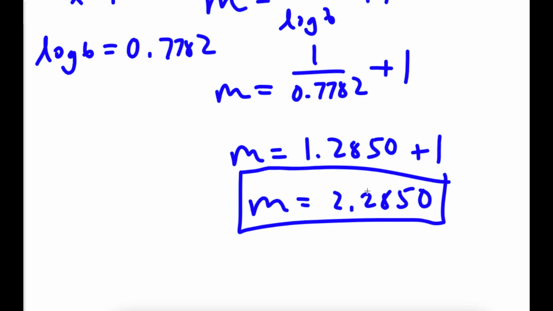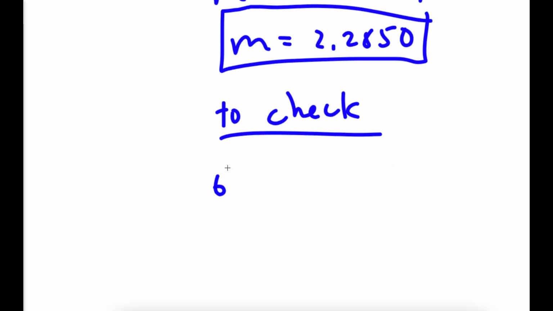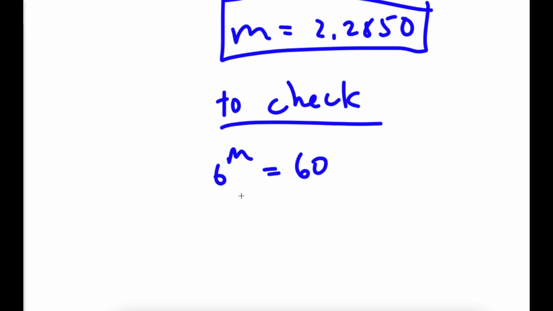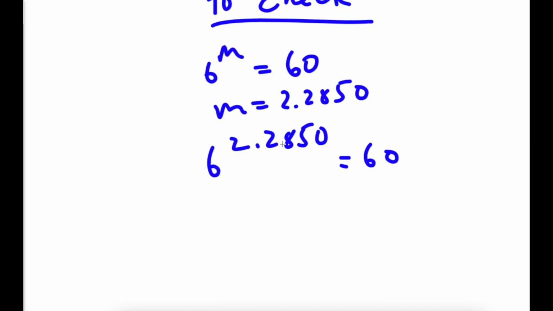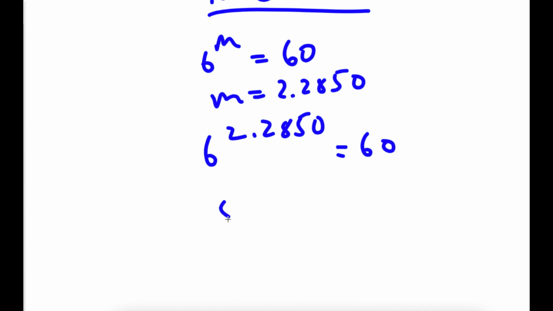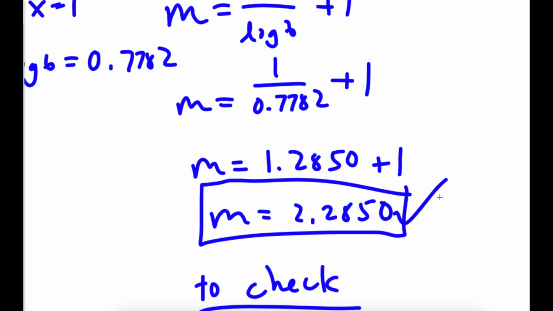Now we aren't done yet. So we are going to actually check to see if the solution is right. So I have 6 to the power of m is equal to 60. m is equal to 2.2850. So now if I plug in m, I get 6 to the power of 2.2850 is equal to 60. And 6 to the power of 2.2850 is approximately 59.9895, which rounds up to 60. So I have 60 is equal to 60. Because this is right, our solution is right as well.